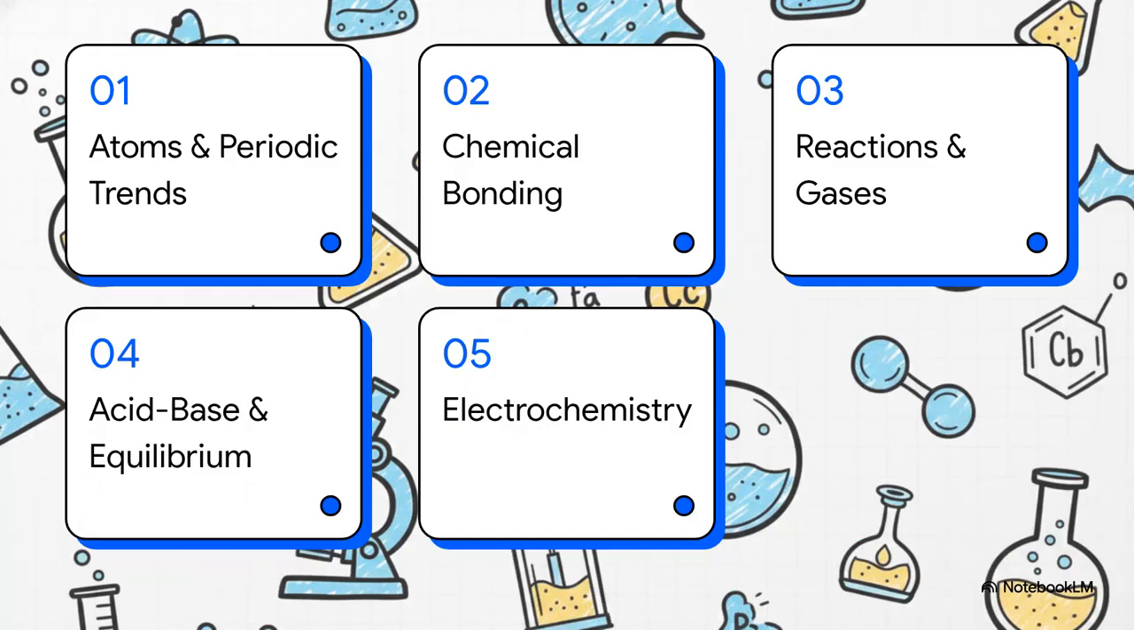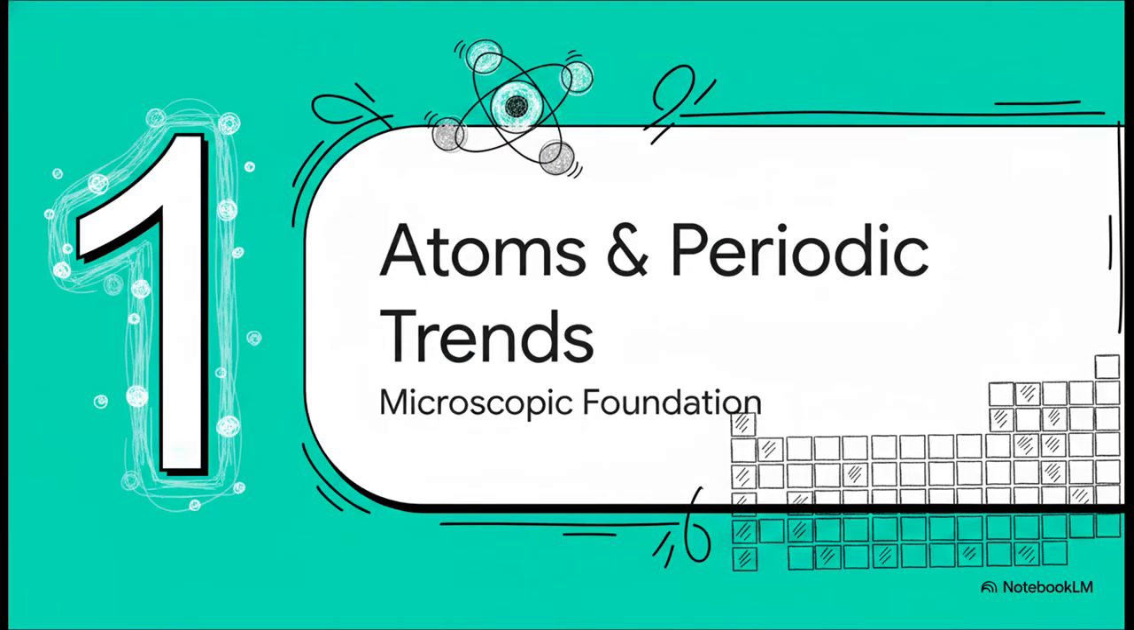Okay, so here is the game plan. We've organized this into a logical building block structure. We'll kick things off with atoms and periodic trends, then we'll see how those connect in chemical bonding and structure. After that, we set them in motion with reactions and gases, find a little balance with acid-base and equilibrium, and finally, we scale it all the way up to the real world with electrochemistry in action. Let's dive in. Section 1.